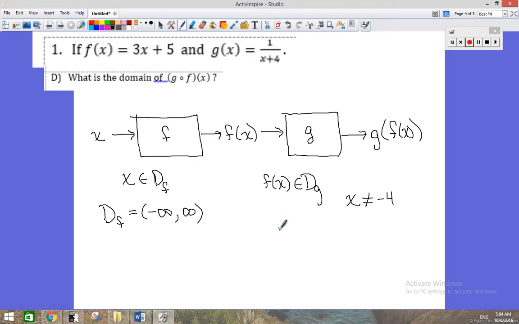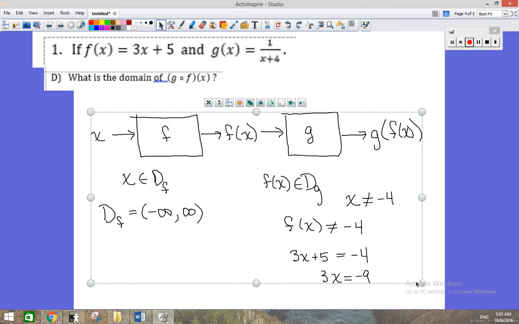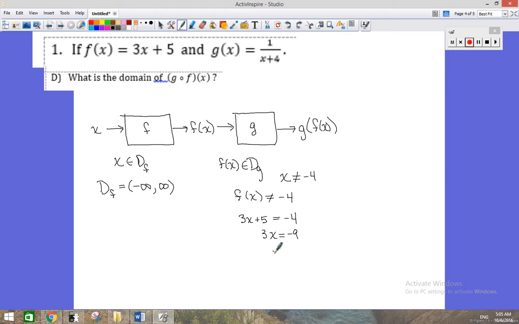What I have to do is prevent f of x from ever being -4, because I do not want g to ever see -4 as an input, because when I try to input -4 into g, what comes out is 1 over 0, and that's not a real number. So we temporarily set this equation equal to -4. F of x, we know, is 3x plus 5. If that were allowed to equal -4, we'd have trouble. If I subtract 5, I get -9. So x equals -3. Well, I don't want that to happen, and think about why I don't want that to happen.